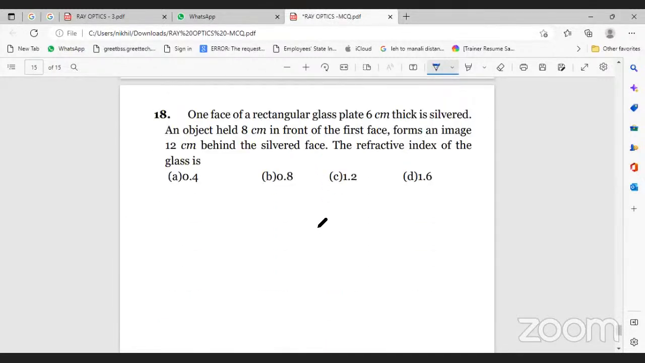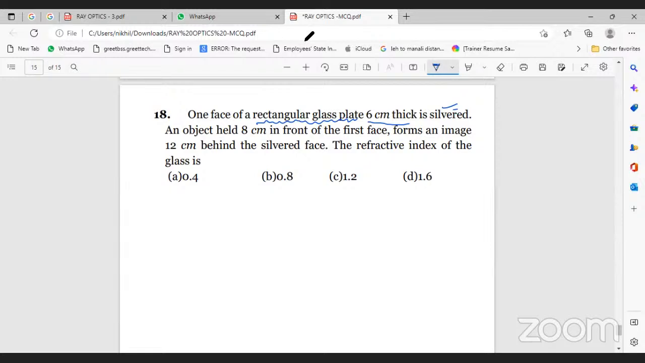Let us take up the last problem on plane surface. It is almost similar to the previous one. Let me read the problem first. What is given? A rectangular glass plate. What is the thickness of that glass plate? 6 centimeter. And one face is silvered.